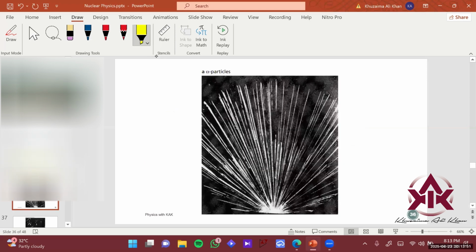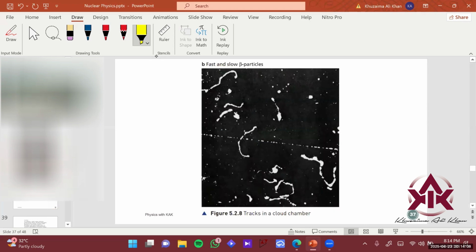When it glows, you can see the alpha particle tracks are like this, right? It is pretty strong. It has a strong ionizing strength over here. So it ionizes the particles pretty strongly. You can see the particle traces, okay, which it ionized. It's pretty thick and it is uniform, right? As compared to the beta particle.